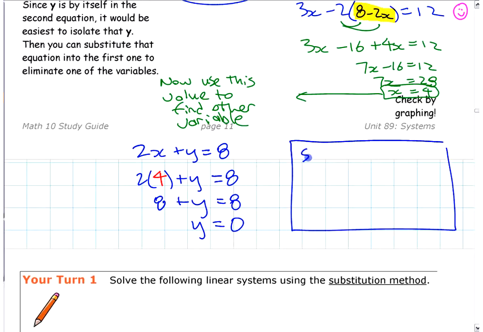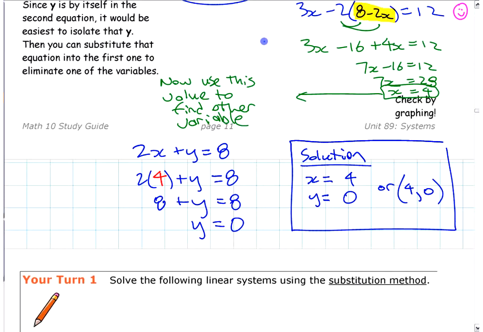What's our solution here in the end then? You can write it as an ordered pair, or you can write it x equals, y equals, if you want. x equals 4, y equals 0. Or you can write it as a pair, 4, comma 0 if you want.